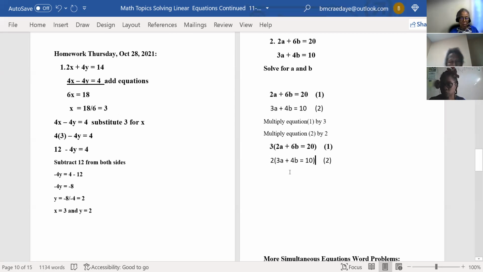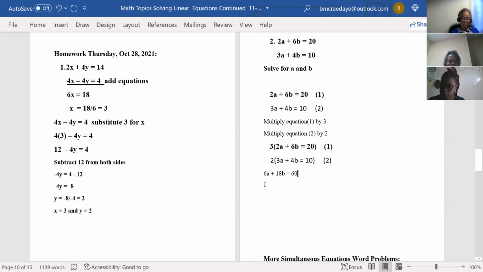So Maureen, what do you get for equation 1 when you multiply? What do you get? 3 times 2A is what? 6A. That's it, 6A. What's 3 times 6B? 18B. Mm-hmm. And what's 3 times 20? 3 times 20 is 60. 60. All right.